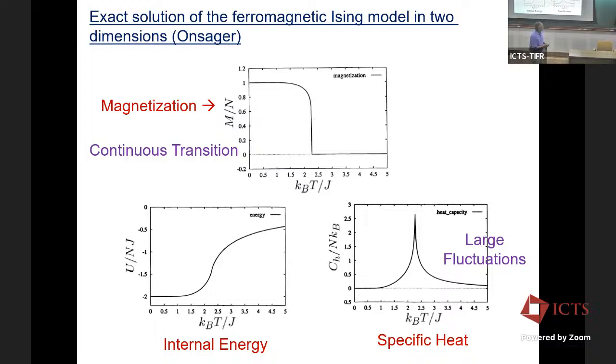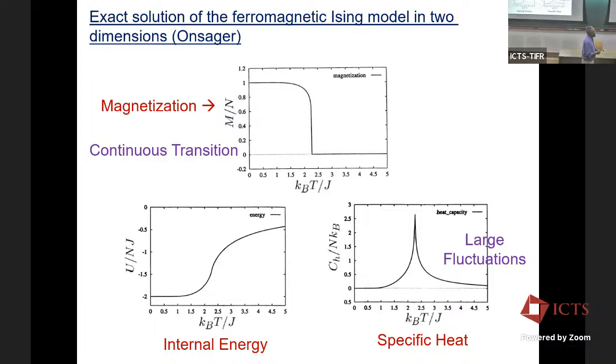But this development of the order is continuous. There is no jump between 0 and some finite value as one crosses the temperature. So this is an example of a so-called continuous phase transition. And as you can see here, there are some funny things going on. Large fluctuations, specific heat diverges, internal energy has a very strong dependence on temperature around this temperature and so on. And this behavior is known as critical phenomena.